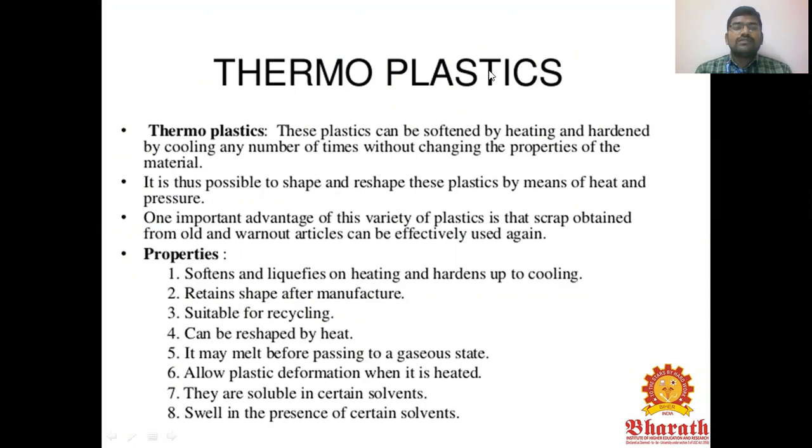It is thus possible to reshape these plastics by means of heat and pressure. One important advantage of this variety of plastic is that the scrap obtained from old and worn-out articles can be effectively used again. The properties are softening and liquefying on heating and hardening on cooling. It retains the shape after manufacture, is suitable for recycling, and can be reshaped by heat also.